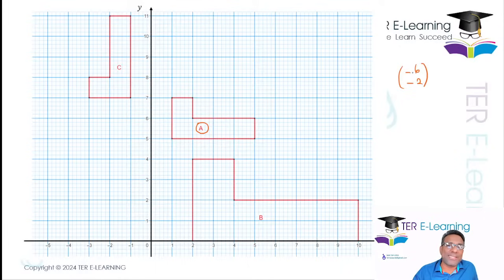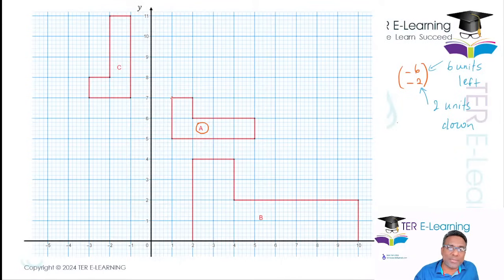Now, you guys need to understand what those numbers mean, right? Minus 6, in this case here, means you're going to move 6 units left. That's what that means. And this minus 2 here means 2 units down, right? So these numbers mean something to us. Negative 6 means that you're going to move 6 units to the left and you're going to move 2 units downwards, right?